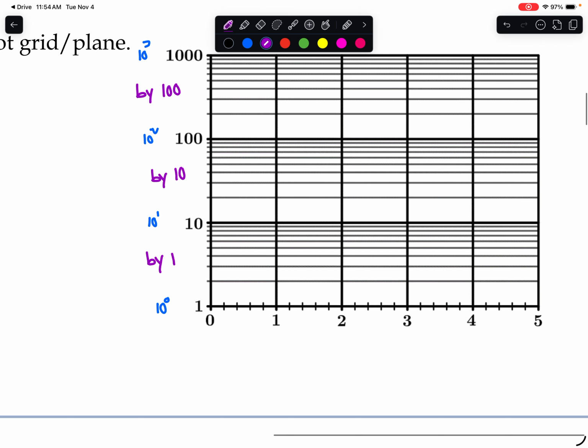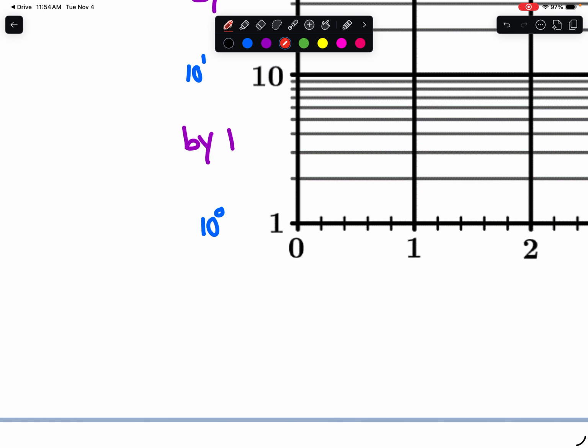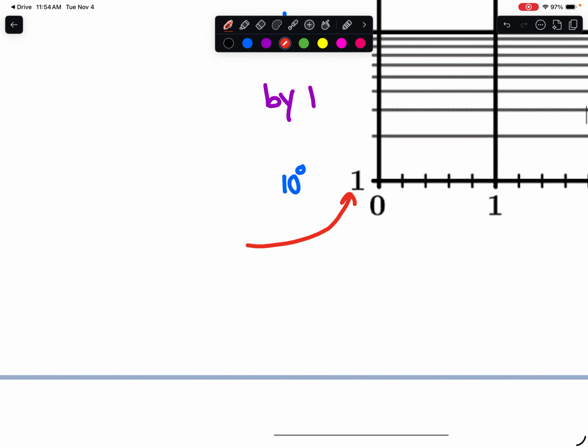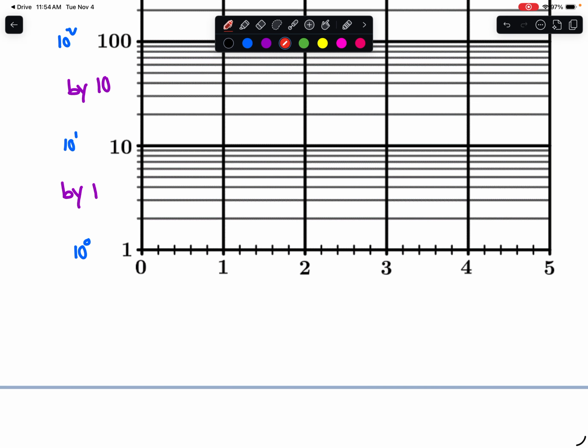What's also really important to notice, and many people have a misconception about this, is this first tier right here. This is actually going to start at 1 because we are starting at 10 to the 0 power. We cannot plot 0 in terms of a y value. That value just doesn't exist on a semi-log plot. We're going to start at 1. So getting that idea under wraps is going to be super important.